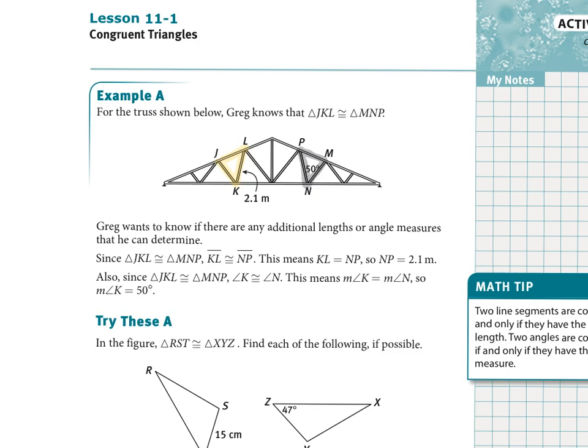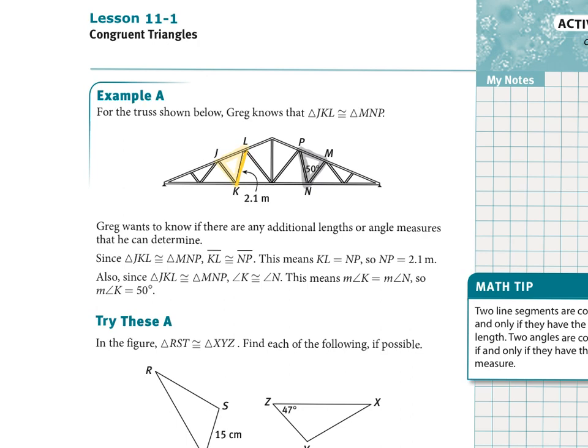So just thinking about this, we're given one side length here. We know KL is 2.1 meters. So if we know KL is 2.1 meters, we would probably want to match it to whatever the other side is. Now, be careful when we're looking at that other triangle.